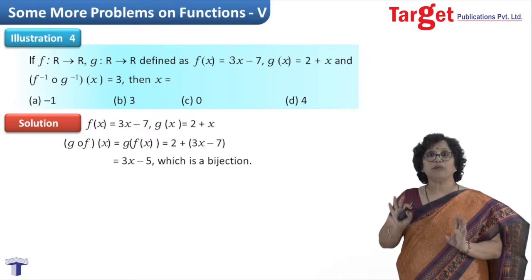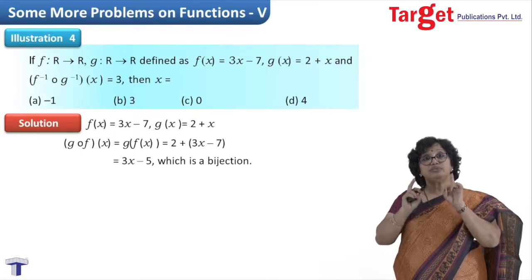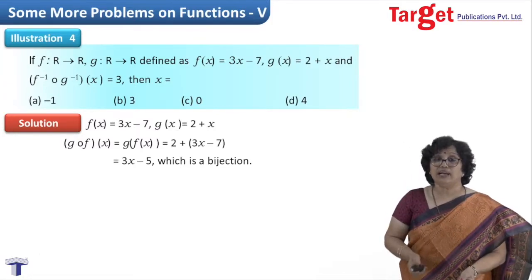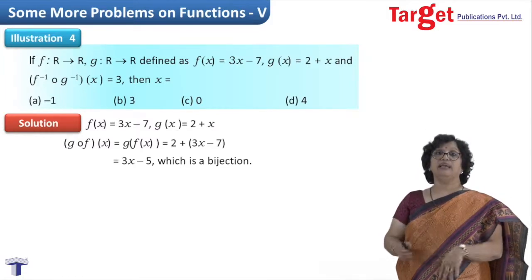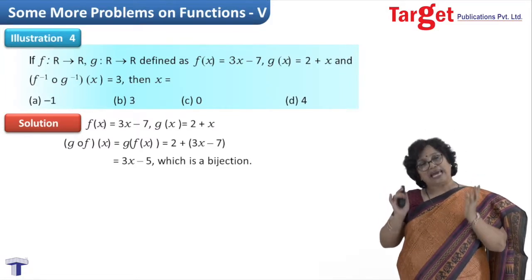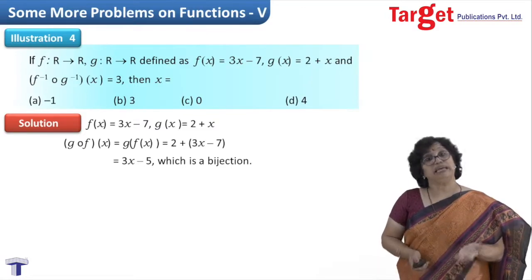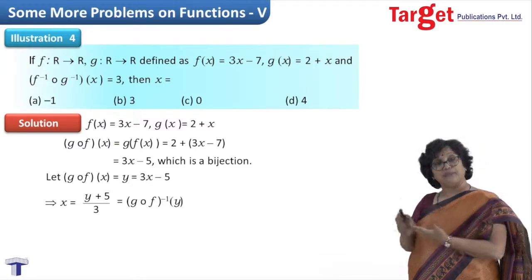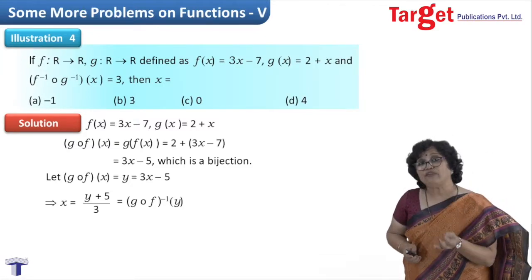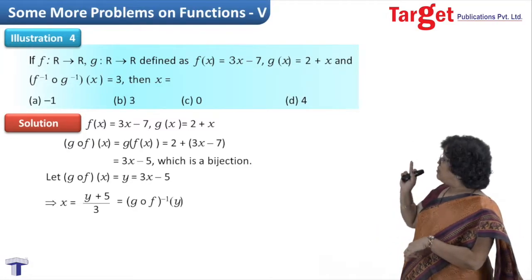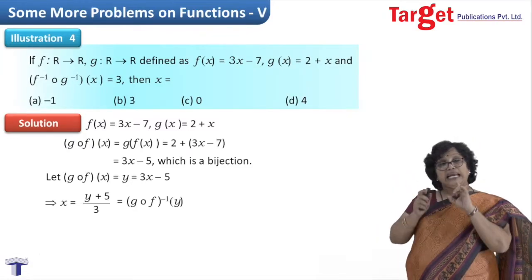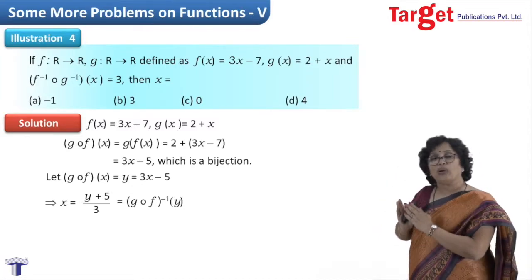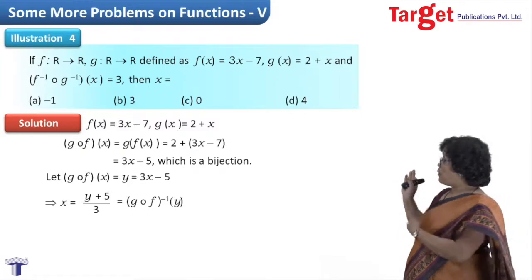See, whether it is given in the problem or not, it is our prime duty to see whether inverse exists or not. And inverse would exist only when it is a bijection. So I made sure it is a bijection. And now I am free to write some information about gof inverse. So gof on x, if I call that as y, which is nothing but 3x minus 5, I rewrite from here what is x. And it is (y plus 5) upon 3. And it is gof whole inverse of y.